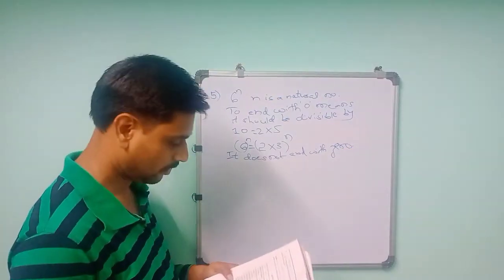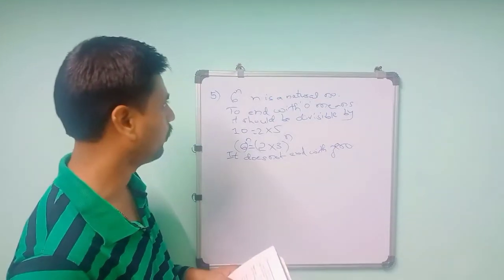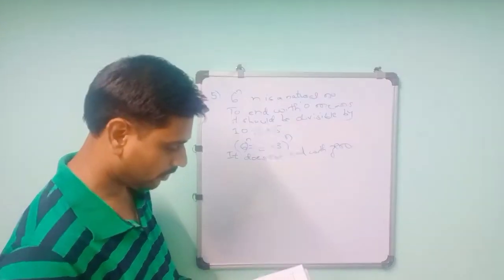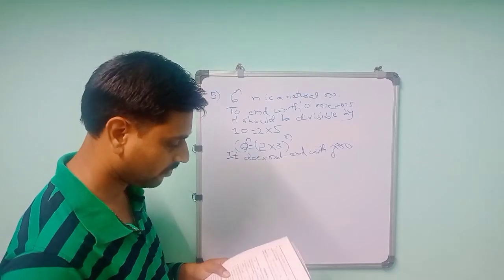This much only. Same as that one, 4 raised to n, I can take an example. Same to same. Then the next one: explain why 7 into 11 into 13 plus 13.